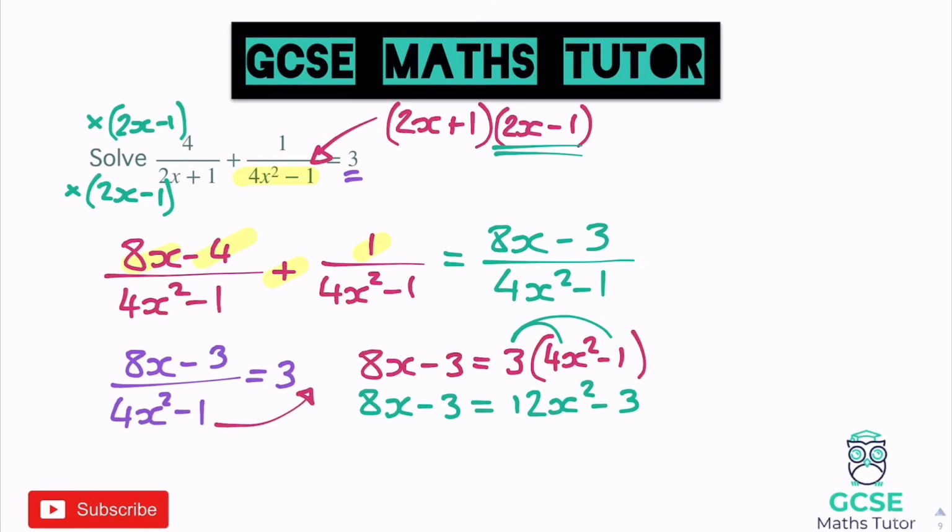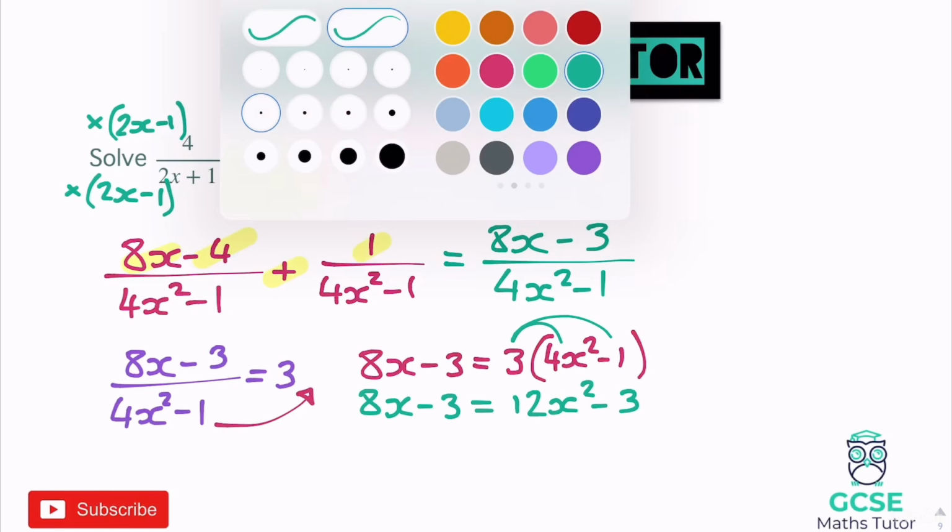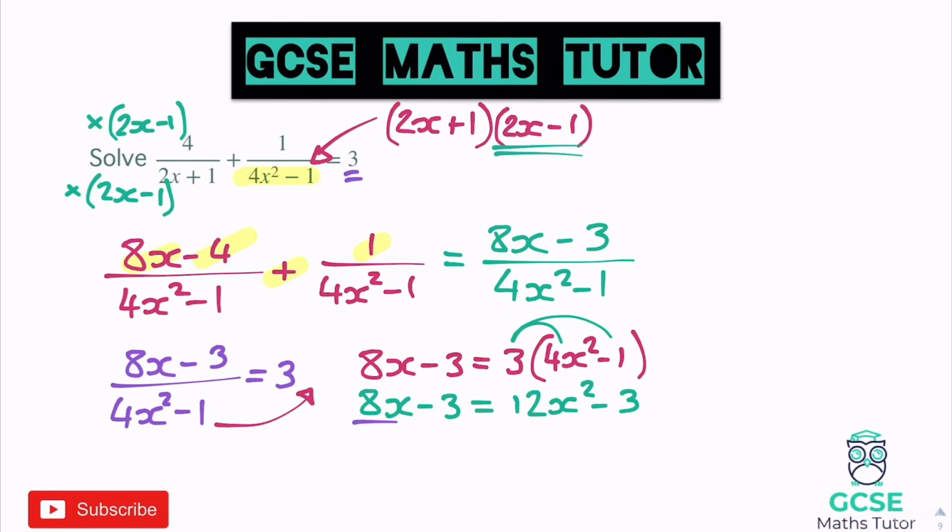So let's get rid of these pieces on the left. I'm going to start by getting rid of the 8x, and I'm also going to add the 3. I'll do it in one step, but I'm going to talk through it a little bit slower than that. So we've got 12x squared.